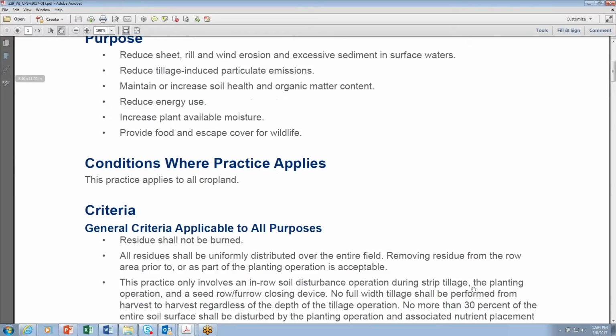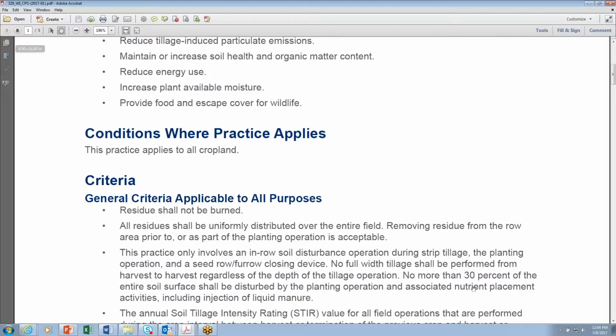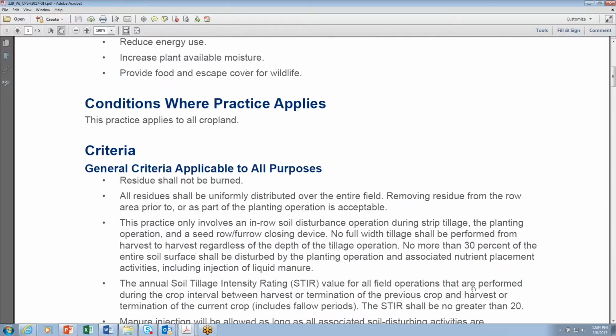This is basically all about cropland. And what we need to make sure we're understanding is that we do not burn any residue. All residues are supposed to be uniformly distributed over the entire field. So what that's telling you is that you need a combine spreader that's doing an adequate job so that you have residues uniformly across the entire area. You're not to be removing residue, except from the row area where you're planting into. It's okay to have trash whippers moving that residue out of the way, but overall this is not a practice standard where you're going to get to remove residue.